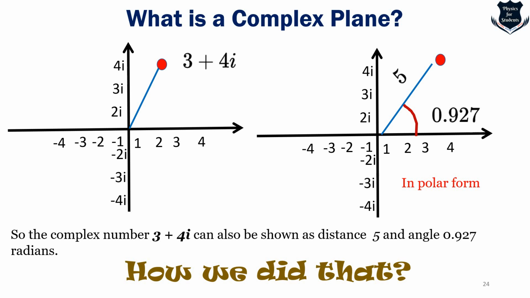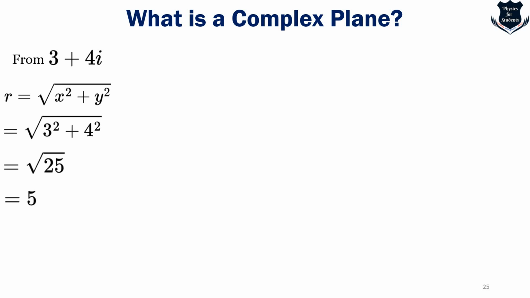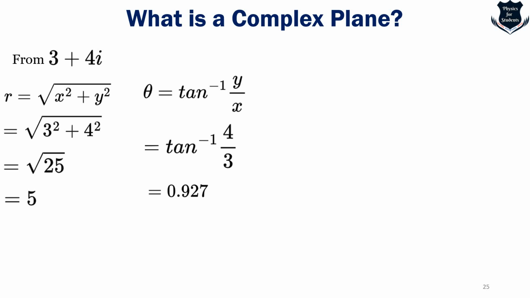Although in this series we have not covered polar form, if you go back to my playlist on the mathematics of quantum mechanics, I have covered some part of complex analysis, including the polar form. But anyway, from 3 plus 4i, if we use the distance formula, we get the square root of 25, which is 5. And we know that theta equals tan inverse of y upon x, from where we get a value of 0.927. That's simple.